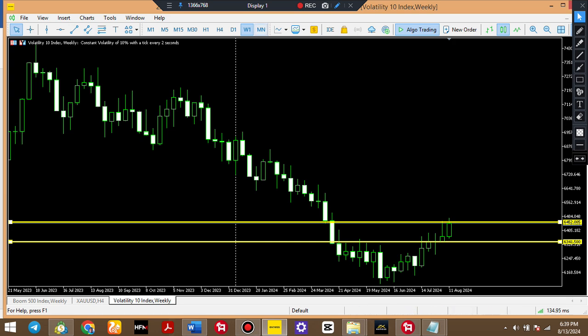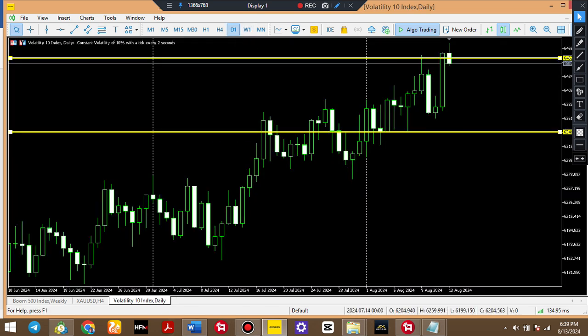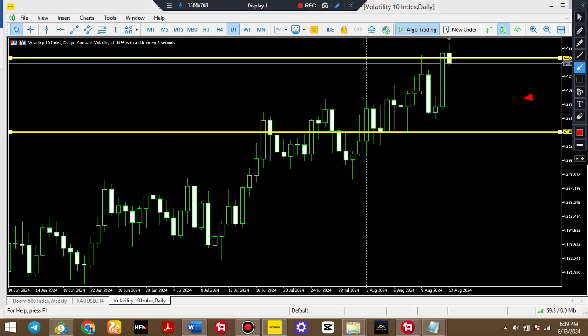Then the next thing is you go to your daily time frame. We want to look for the last previous daily candle. So the last previous daily candle is this candle. Let me show you before I mark the top and the bottom. This is yesterday's candle, so the current one is this candle, right? So now I'm going to mark the top and the bottom.